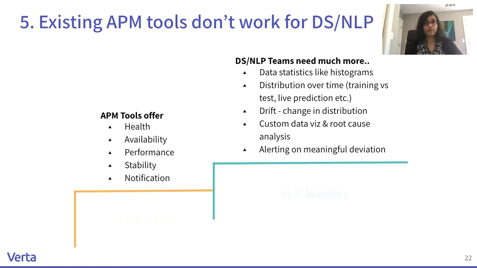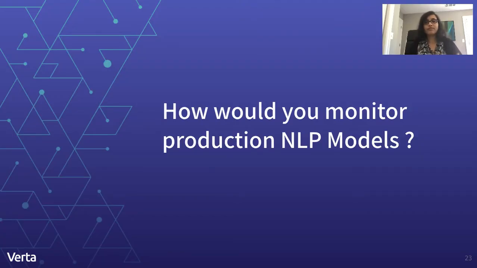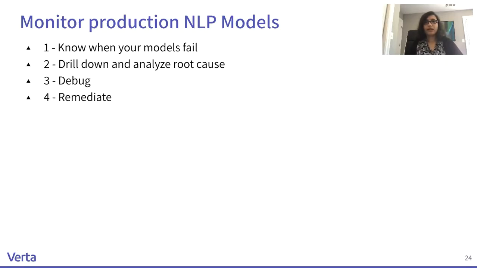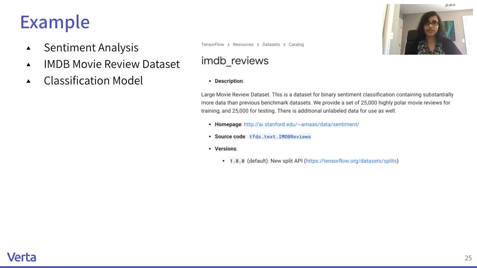Current APM tools are really not built for data science. They're really built for software. For data science and for NLP, you need a completely different set of toolkits. So, how do you monitor production NLP models? First of all, know when models fail. That's step 1. Step 2 is drill down and analyze the root cause. Step 3, debug. Step 4, remediate. And every step needs well thought out tooling to be in place. And we'll talk about that next.